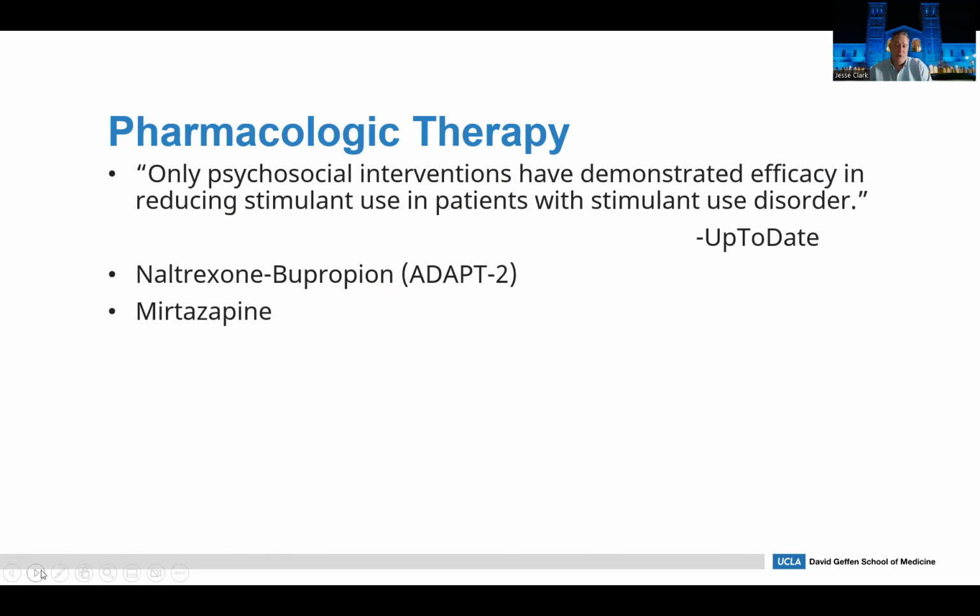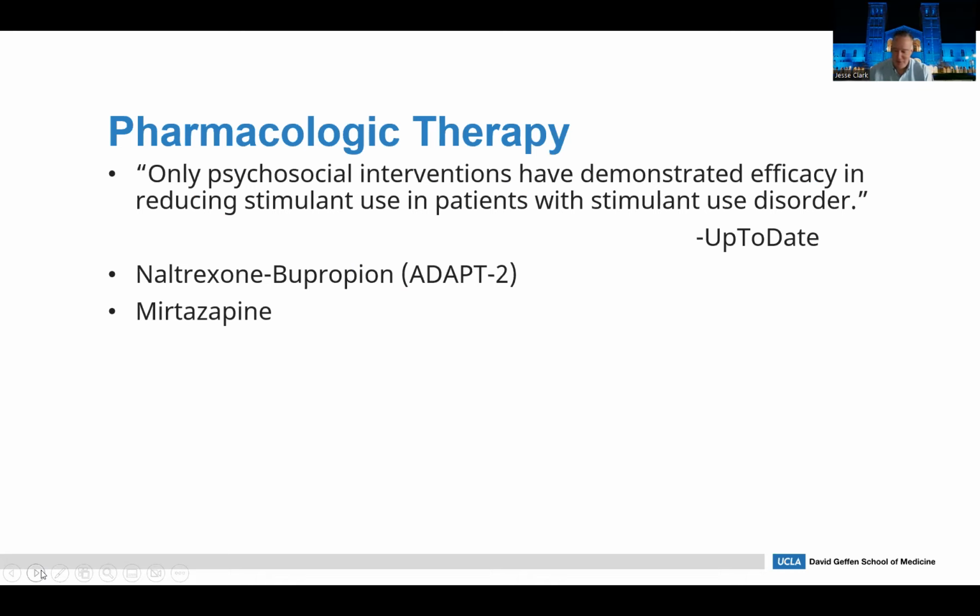Okay, so let's talk about pharmacologic therapy. In preparation for this talk, as well as trying to get some MOC credits for my deadline, which was at the end of this year, I was doing a lot of searches on UpToDate recently. One of the searches I did was on stimulant use treatment. One of the first statements they make in today's entry is that only psychosocial interventions have demonstrated efficacy in reducing stimulant use in patients with stimulant use disorder. I stared at that for a while and scratched my head, and still don't understand why they would say that in something that's called UpToDate, which is not reflecting the current findings.